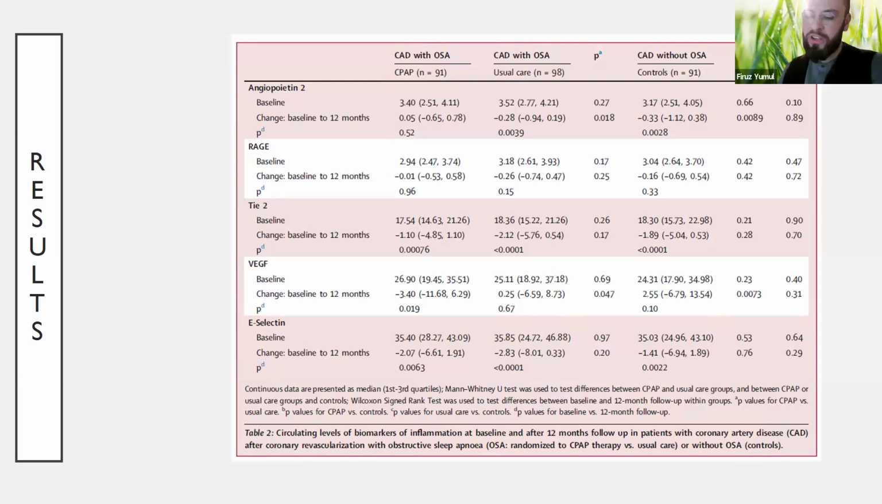Association of biomarkers with cardiovascular outcomes. So higher levels of angiopoietin-2 from baseline to 12 months were significantly associated with greater mortality in patients with OSA after coronary revascularization, even after adjusting for potential confounders. Other biomarkers were not significantly associated with mortality.